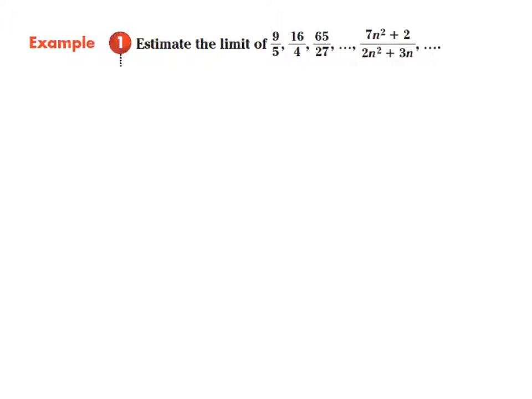Okay, so estimate the limit of 9 over 5, 16 over 4. It gives us this sequence, and it gives us our nth term, which is helpful. So we want to know the limit as n approaches infinity of 7n squared plus 2 over 2n squared plus 3n.